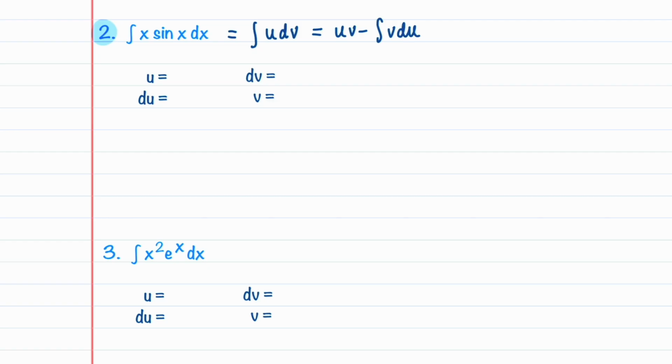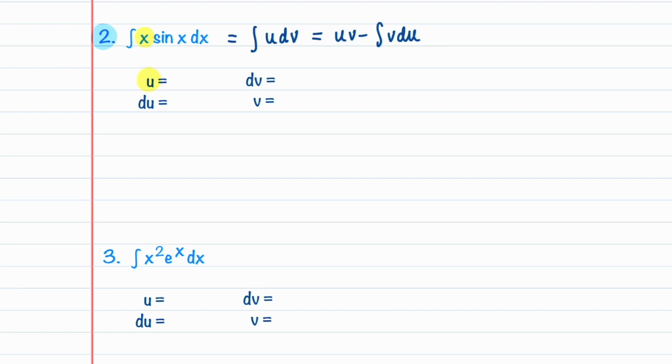We need to start by choosing u, and we want to choose it to be the function that we can differentiate repeatedly until it becomes 0. And that function is equal to x. So u is equal to x, and then our dv is going to be whatever's left over, and that is equal to sine x dx. We differentiate u, so that gives us du is equal to dx.